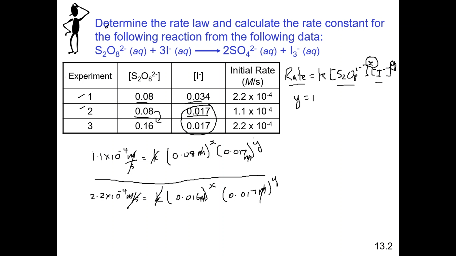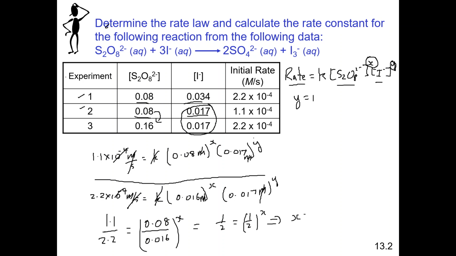All right, so the 10 to the minus 4 will cancel out here and here. So what I'm going to end up with is 1.1 over 2.2 equals 0.08 over 0.016 all raised to the x. And this will simplify to 1 over 2 is equal to 1 over 2 raised to the x, which implies that x would be equal to 1. So basically, the order of the reaction with respect to each reactant would be 1. All right, so I'm going to put that there.